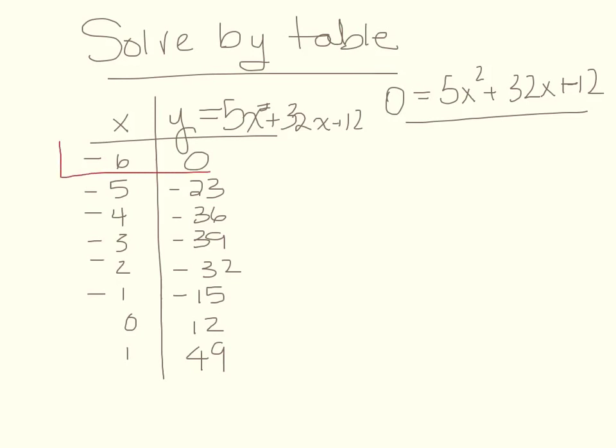Obviously, y is 0, so y is 0. That's what we're looking for to solve that equation. So x equals negative 6 is the solution when the y value is equal to 0. But here's the trick. Where's the other 0? You have to think about this.